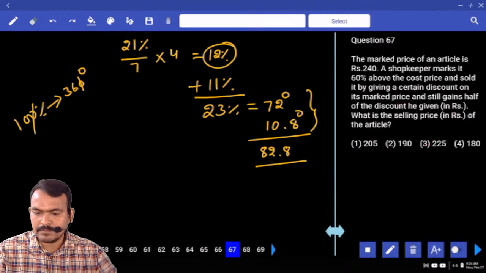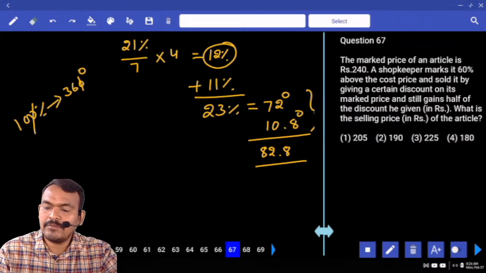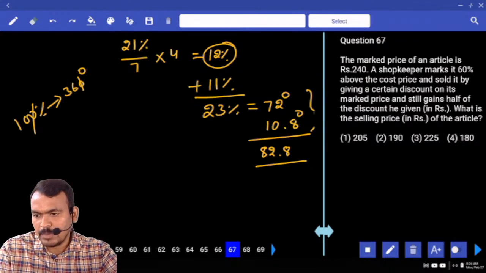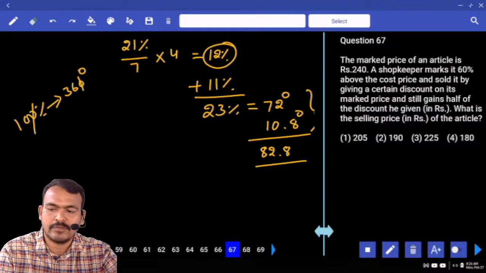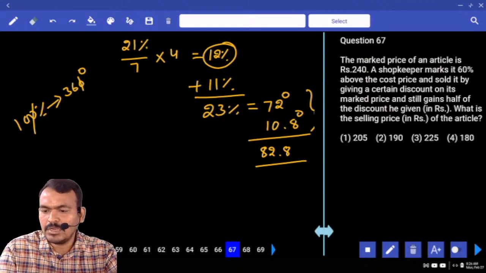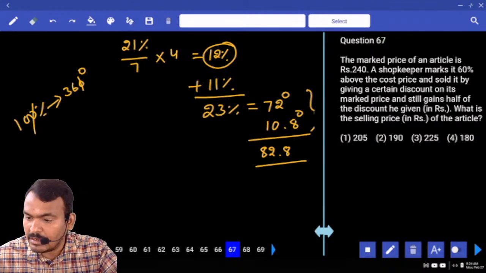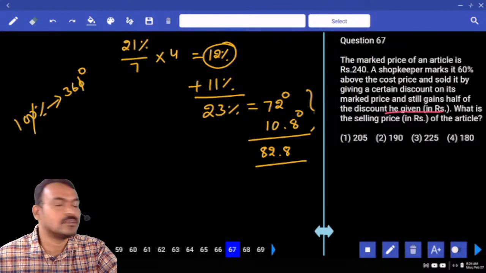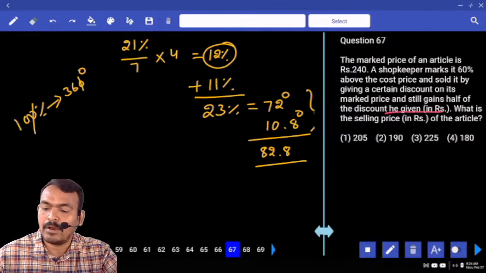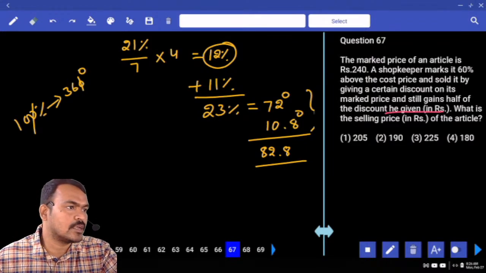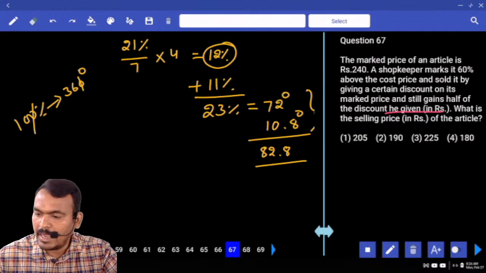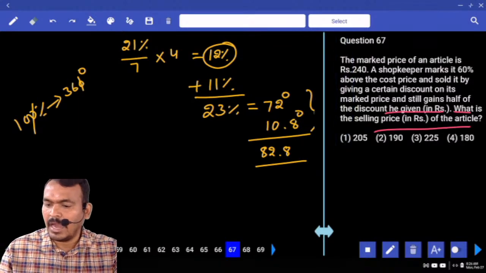Next, 67. The market price of an article is how much? 240. A shopkeeper marks it 60% above the which one? Cost price, and sold it by giving a certain discount on its market price and still gains half of the discount given, in rupees or percentage? Rupees. Means the profit value is half of the discount value in rupees, or not. And what is the selling price of the article?